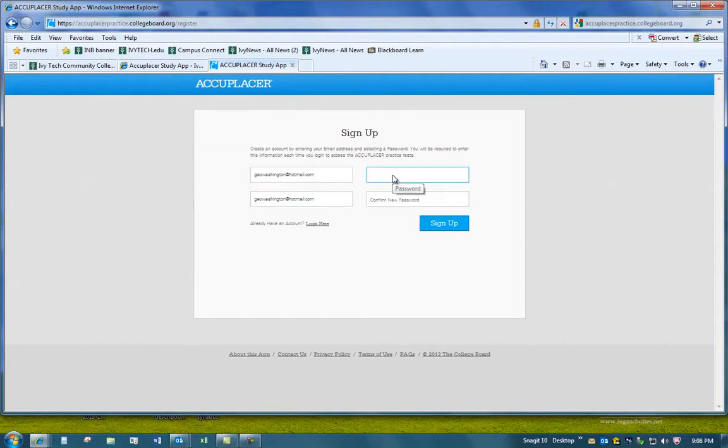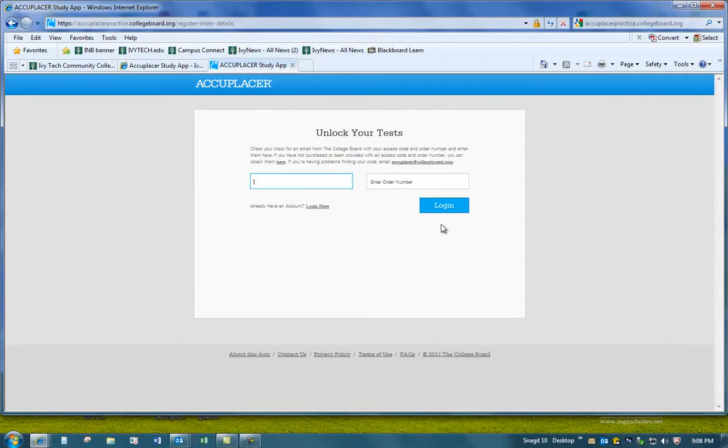I'm going to put in a password. Doesn't matter what you use. What is important is that you write down the account that you used and your password. Then click sign up.